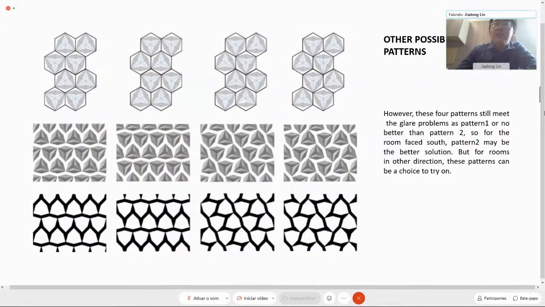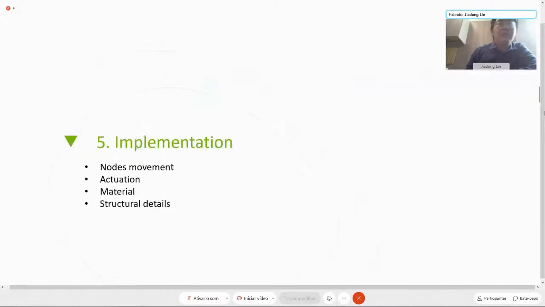And we also considered other patterns and found none of them better than pattern 2, but they can be a choice for other orientations themselves. Then we go to the last part, implementation. It includes node movement, actuation, material, and structure details.